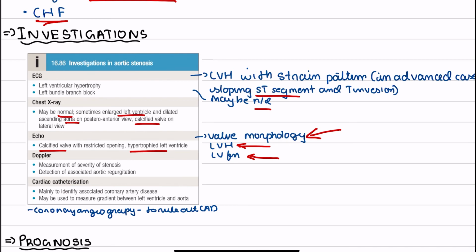Now, using Doppler, we can measure the severity of stenosis. That's how we measure the severity. We can measure the flow across the aortic valve, and we can measure the severity of stenosis. And we can also detect associated aortic regurgitation.